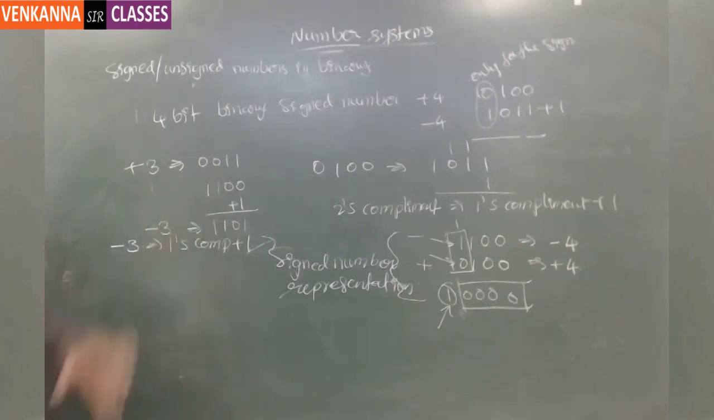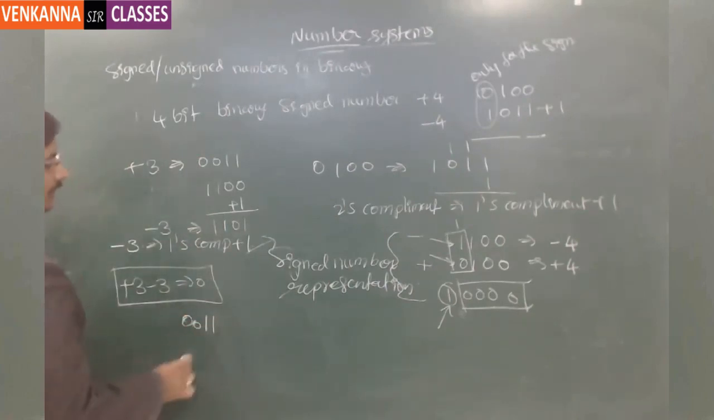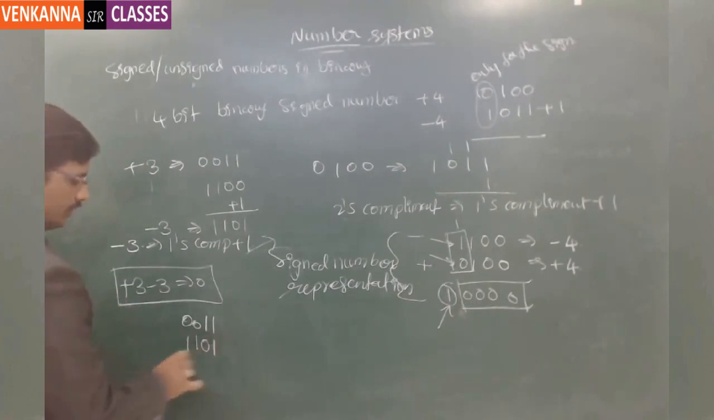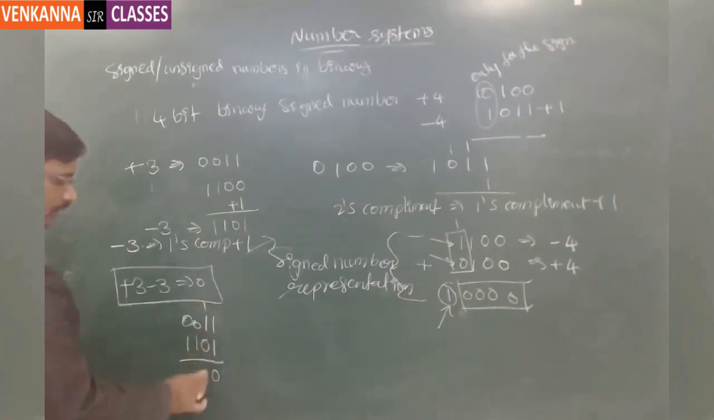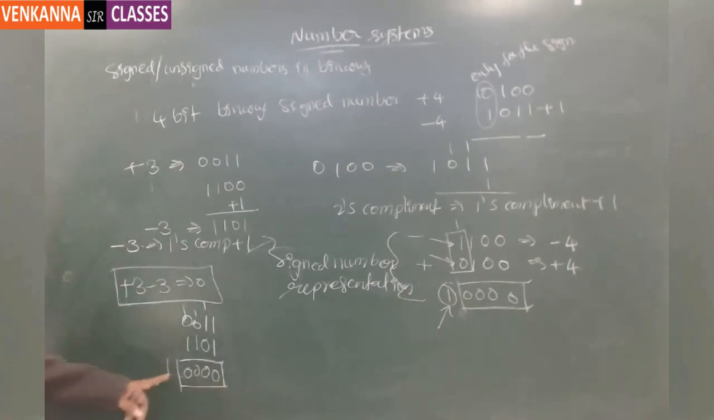Now mathematically plus 3 and minus 3 should be equal to 0 if you add these two together. So 0 0 1 1 added with 1 1 0 1. Now if you add these two, 1 plus 1 is 1 0 with a carry of 1, 1 plus 1 is again 1 0 with a carry of 1, 1 plus 1 is again 1 0 with a carry of 1, and 1 plus 1 is again 0 with a carry of 1. Here, though we are getting a leading carry, we will ignore this.